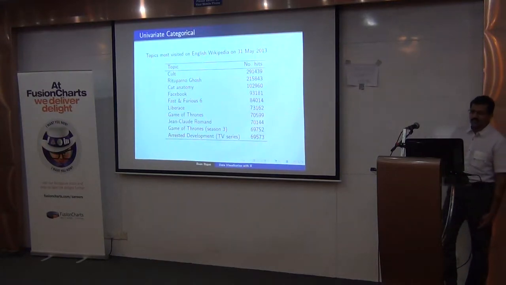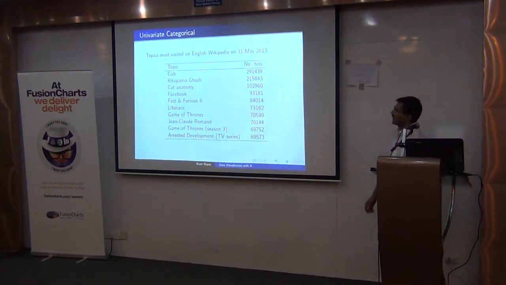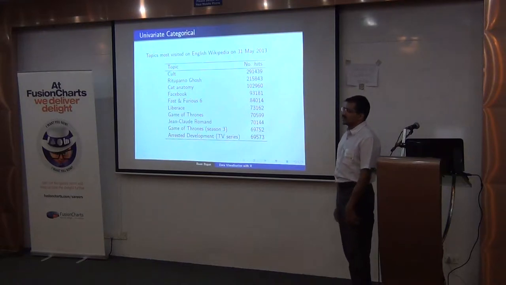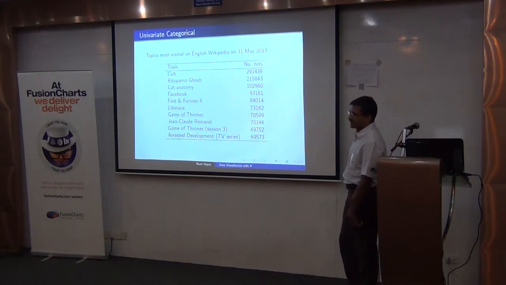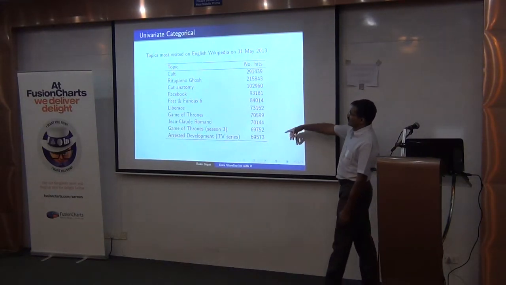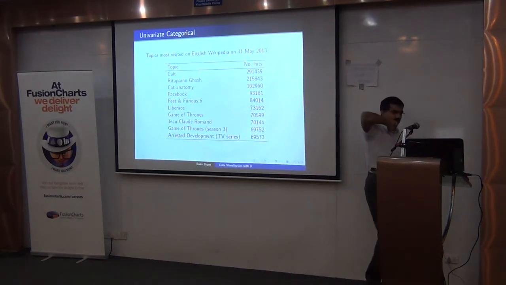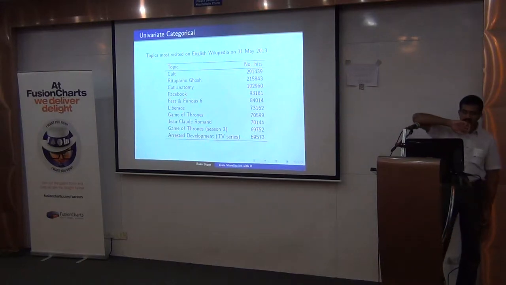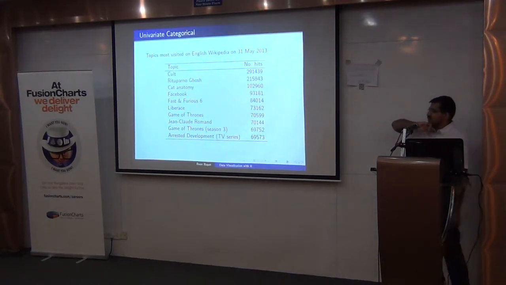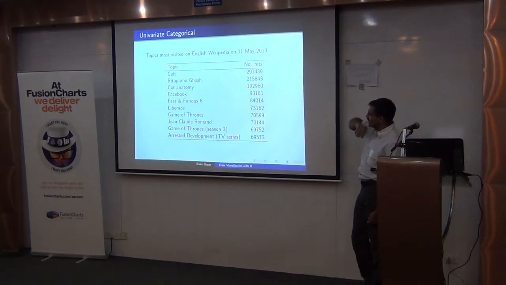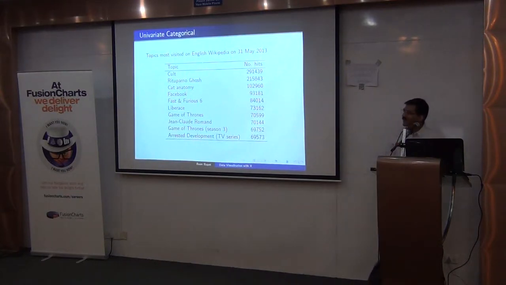Now this is the topics most visited on English Wikipedia on 31st May 2013, the day after Ritupurna Ghosh died. Okay, so obviously the views on him jumped up. So you have him right at the second position. Interestingly, cat anatomy is also very popular. And so on and so forth.